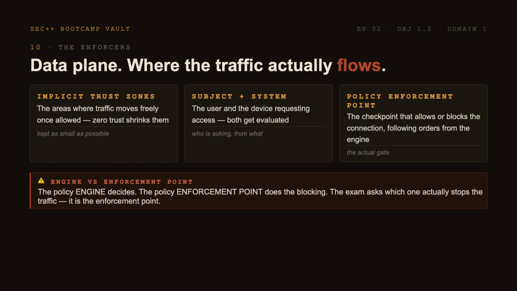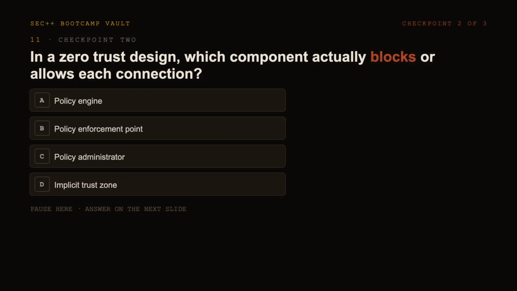And the policy enforcement point is the actual gate. It allows or blocks the connection, following orders from the policy engine. Keep those two straight. The engine decides. The enforcement point does the blocking. The exam loves asking which one actually stops the traffic.